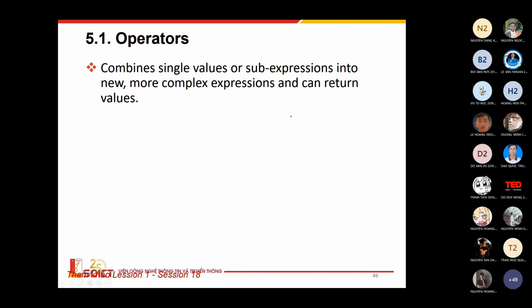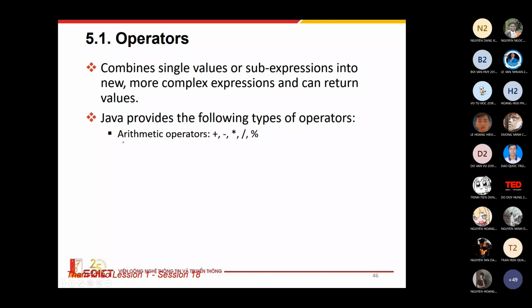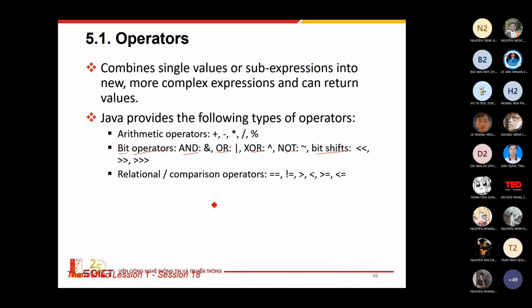Okay, and we can have the following types of operator. For example, the arithmetic operator. Okay, các toán tử gì? Toán học, đúng không? And then the bit operator. Okay, you can have the AND, OR, XOR, NOT, and the shift for the bit. Okay, you can have relational or comparison operator. Các cái toán tử quan hệ hoặc toán tử so sánh.